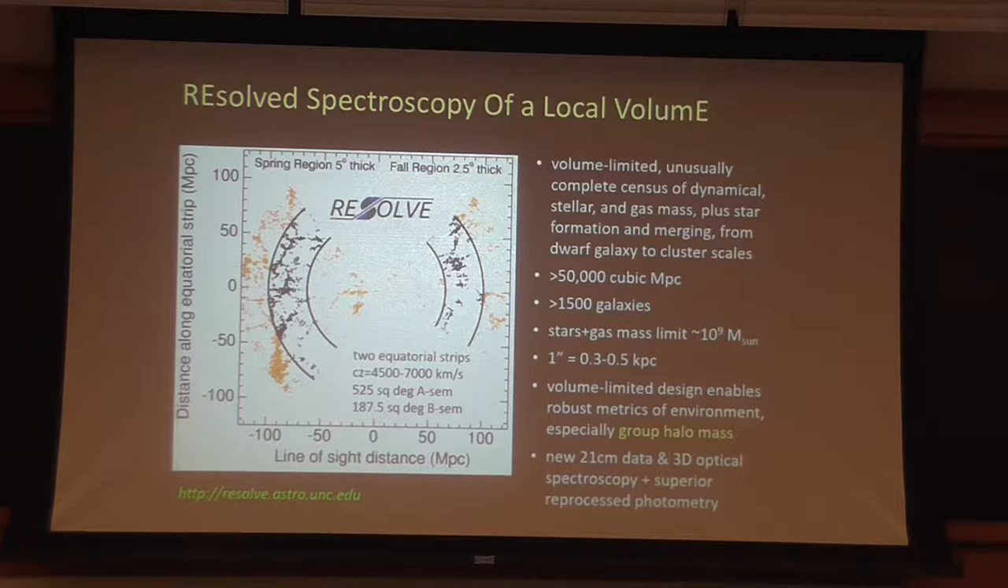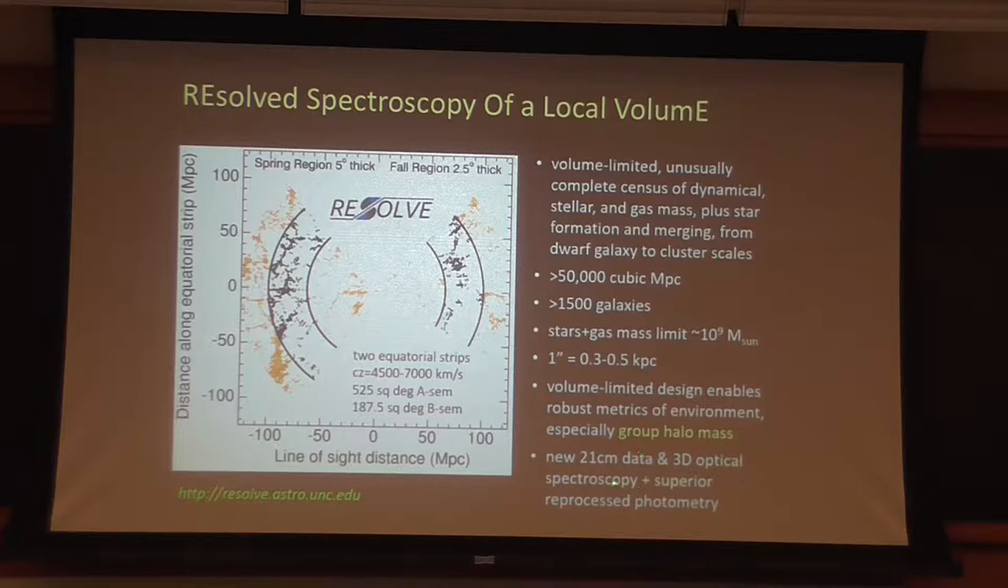And it subtends about 50,000 cubic megaparsecs, which is big enough, as you can see, to enclose a lot of walls, filaments, voids, contiguous large-scale structures. There's about 1,500 galaxies down to that completeness limit. And at these distances an arcsecond is about 300 to 500 parsecs, so that's very interesting from the point of view of star formation. And the volume-limited design most crucially enables robust metrics of environment, especially groups, because when you're volume limited down to a mass floor, you're getting the whole picture without the usual biases in astronomy.